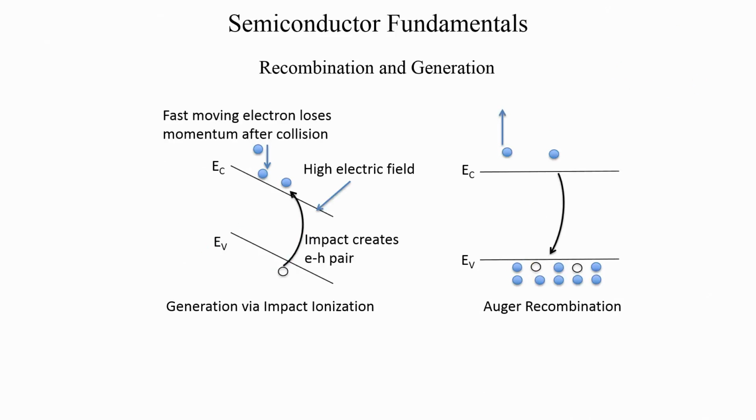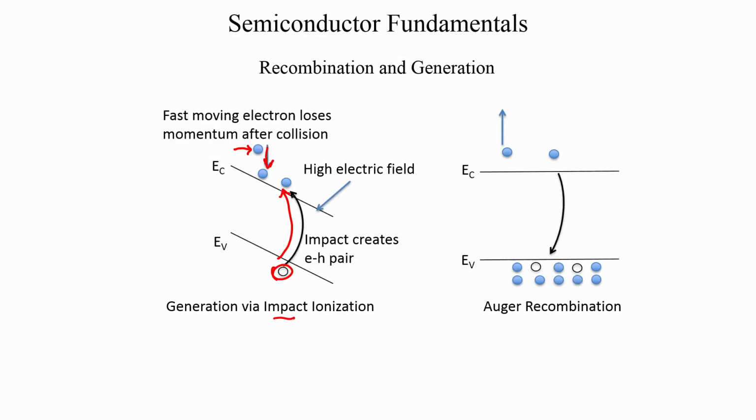The next mechanism of generation and recombination is via something called impact ionization. So, what does impact ionization mean? You have a very fast moving electron, and this electron collides with an atom in the lattice, and that collision is so powerful that the atom gives up an electron, and that electron leaves behind a hole. So, here you have a high velocity electron. It has a high velocity probably because of the presence of a very high electric field, and this high velocity electron loses energy after collision, and that collision leads to the formation of a new electron and hole pair.